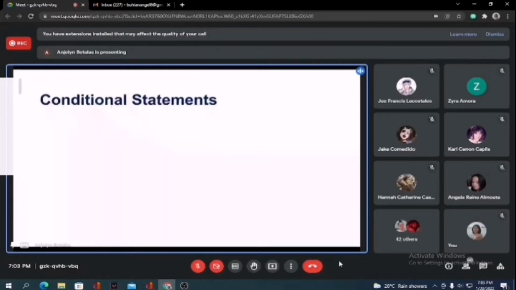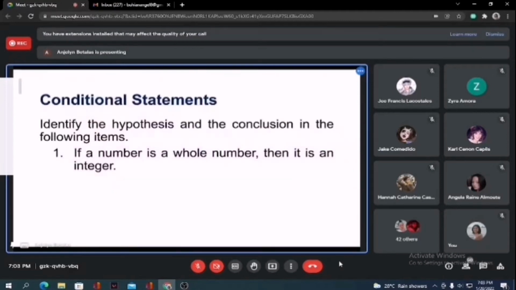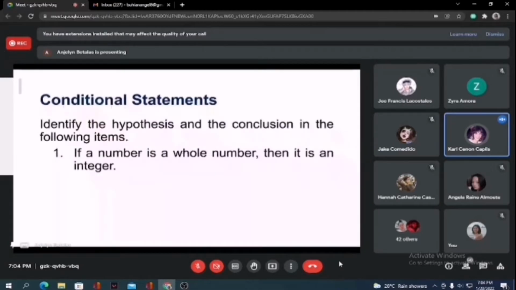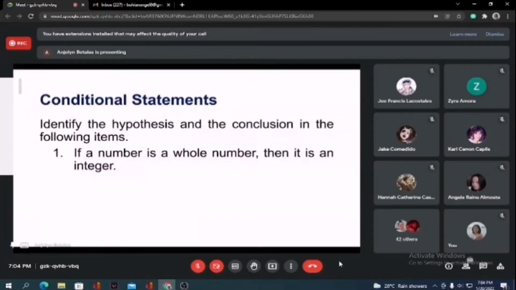Okay, let's have another example. Identify the hypothesis and the conclusion in the following items. Number 1, if a number is a whole number, then it is an integer. What is the hypothesis here? The hypothesis is if a number is a whole number, and the conclusion it is an integer. For the hypothesis I want to emphasize that the if is not included. So the hypothesis is a number is a whole number. And the conclusion, you are right, is it is an integer. So is it clear? Yes. Okay.